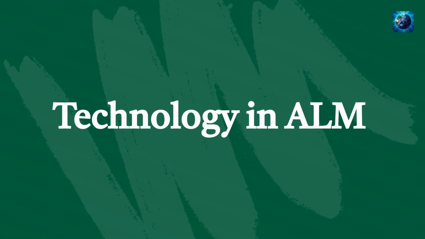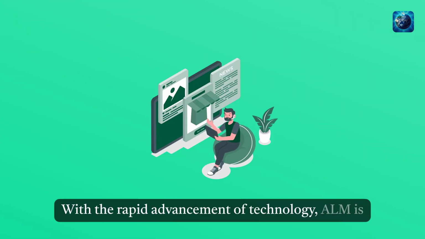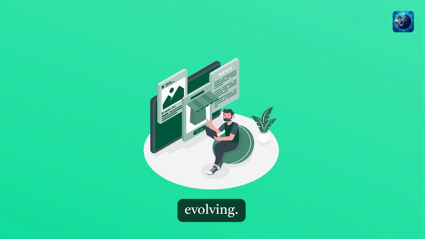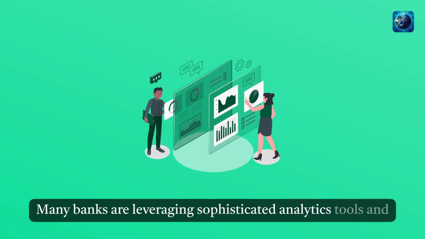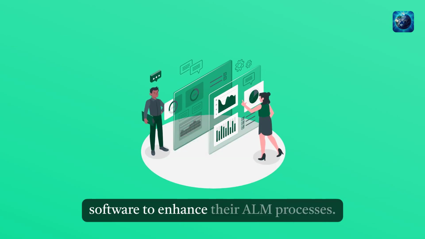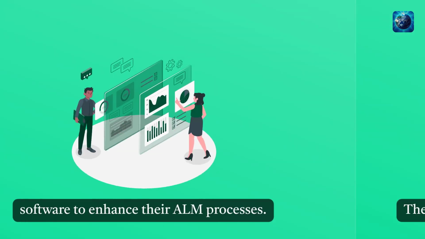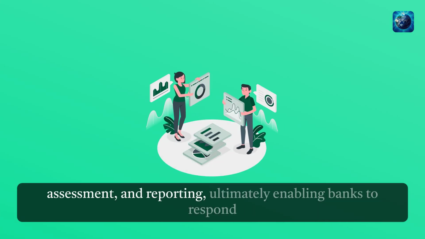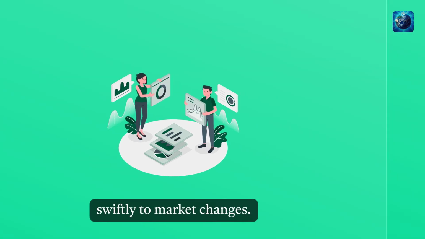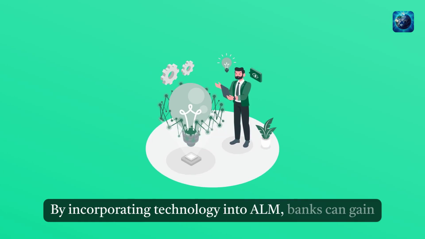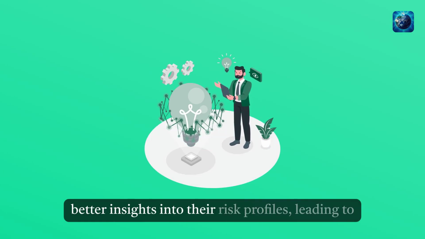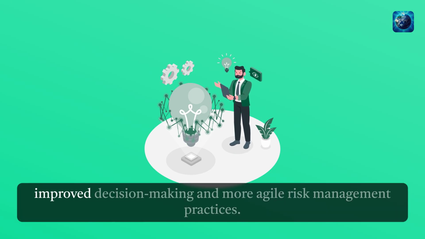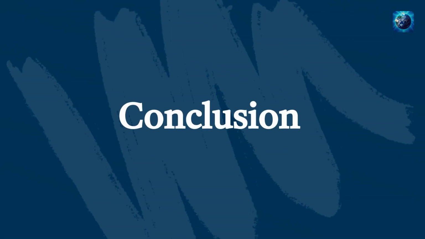Technology in ALM. With the rapid advancement of technology, ALM is evolving. Many banks are leveraging sophisticated analytics tools and software to enhance their ALM processes. These technologies assist in real-time data analysis, risk assessment, and reporting, ultimately enabling banks to respond swiftly to market changes. By incorporating technology into ALM, banks can gain better insights into their risk profiles, leading to improved decision-making and more agile risk management practices.